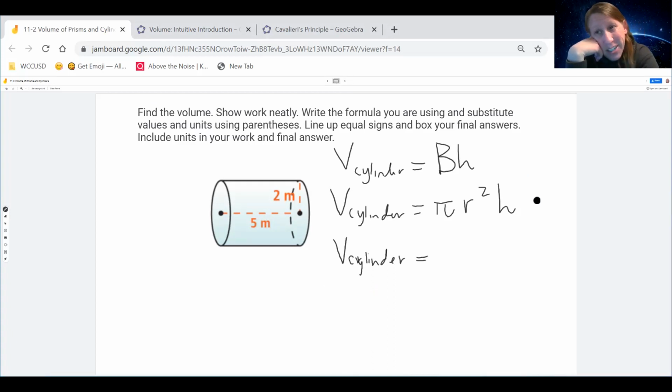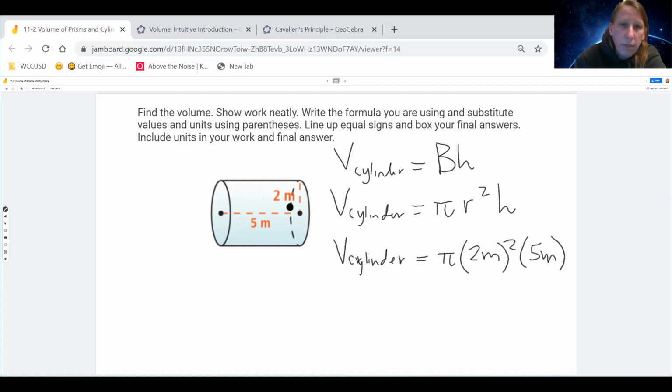It's kind of interesting because for volume of a cylinder, you only need two things given. For prisms, you need usually 3 or more pieces of information. But with cylinders, you only need the radius and the height. You need to know the size of the circle and how many stacks. So for this one, and I do want you to include units, it's 2 meters squared, and the height is 5 meters because that's how far apart the bases are.